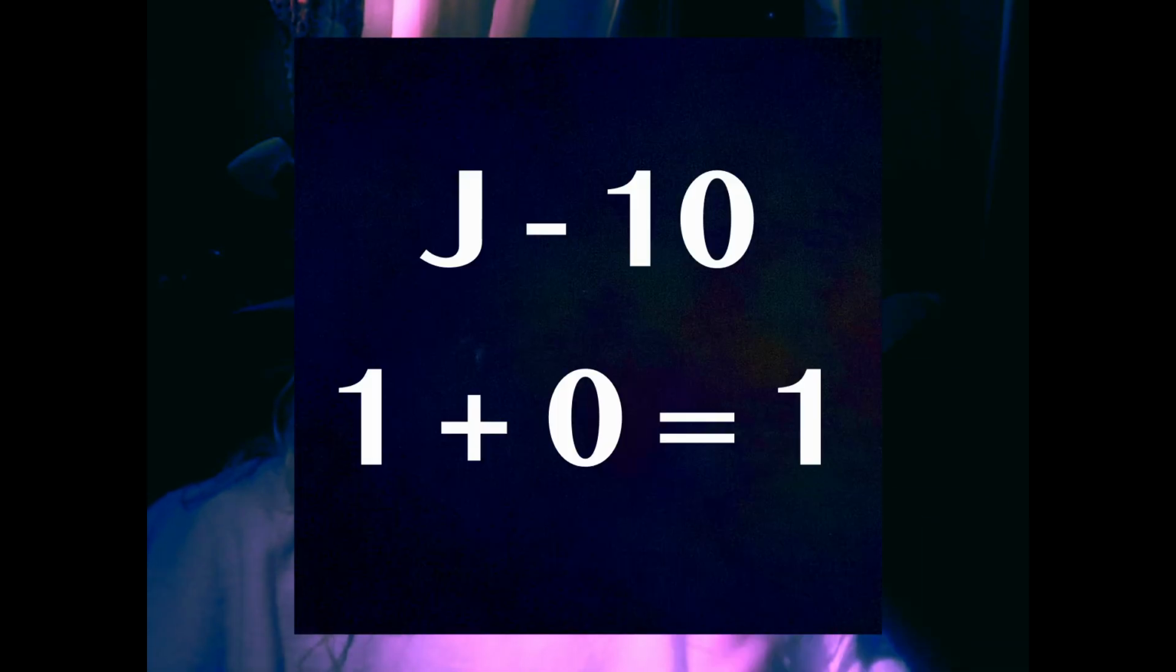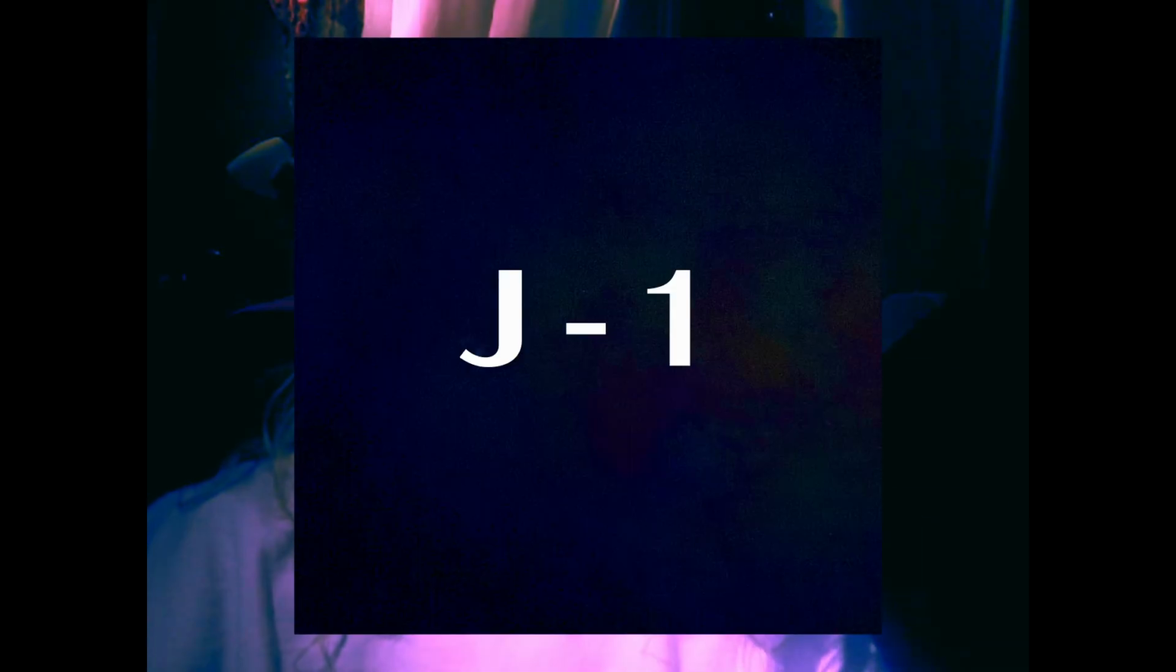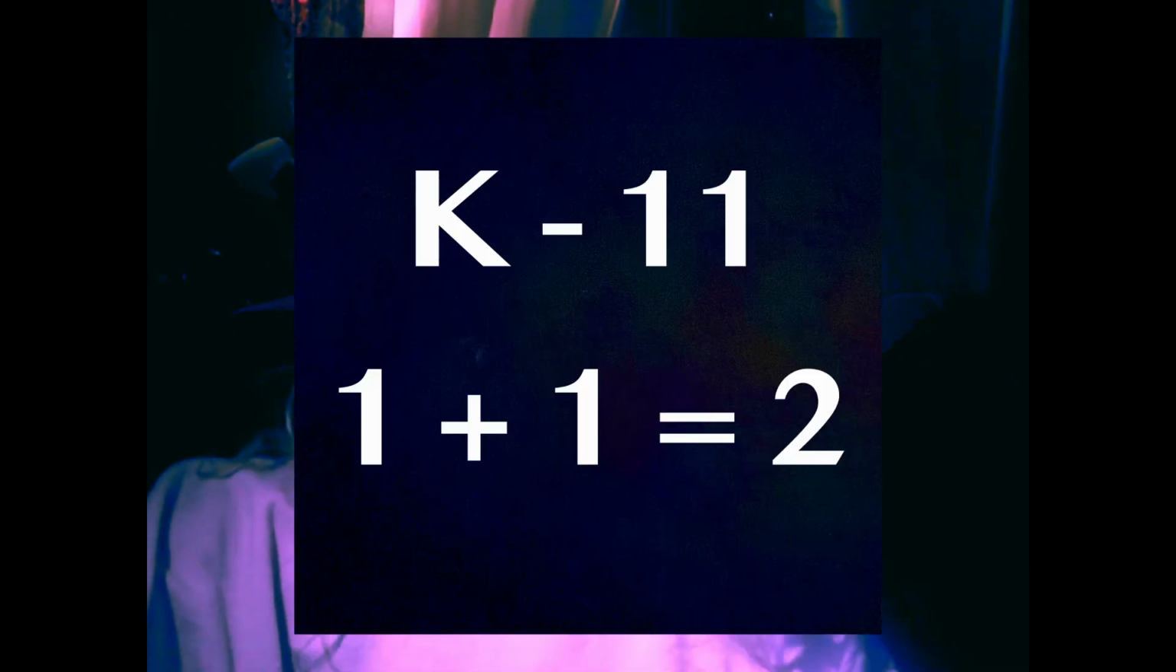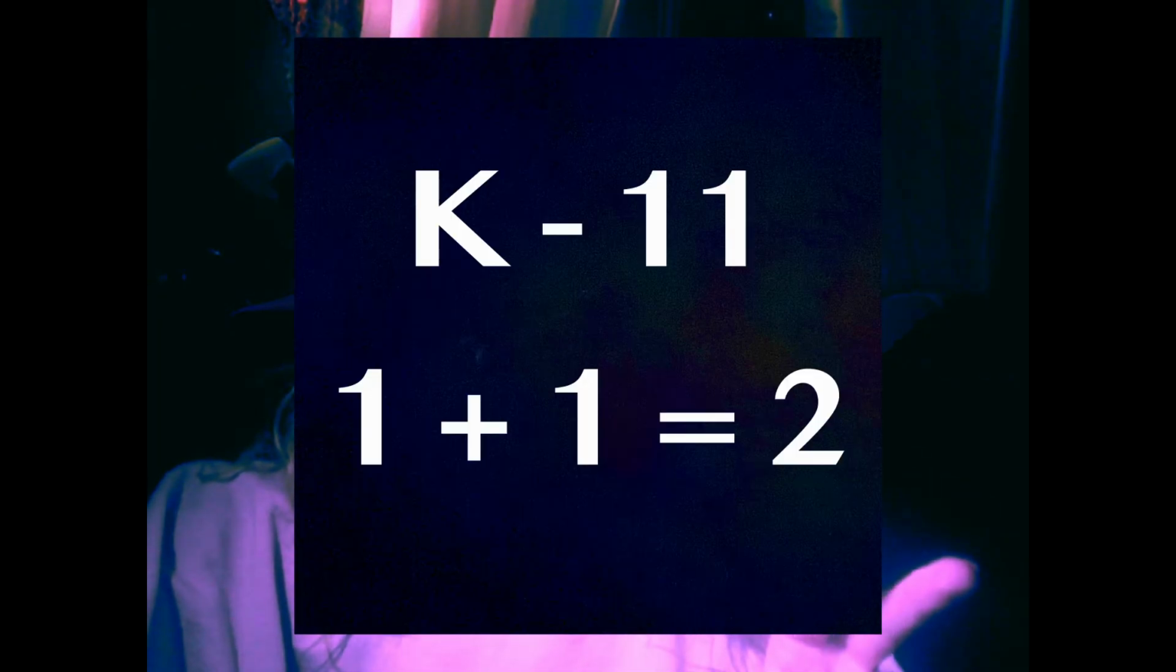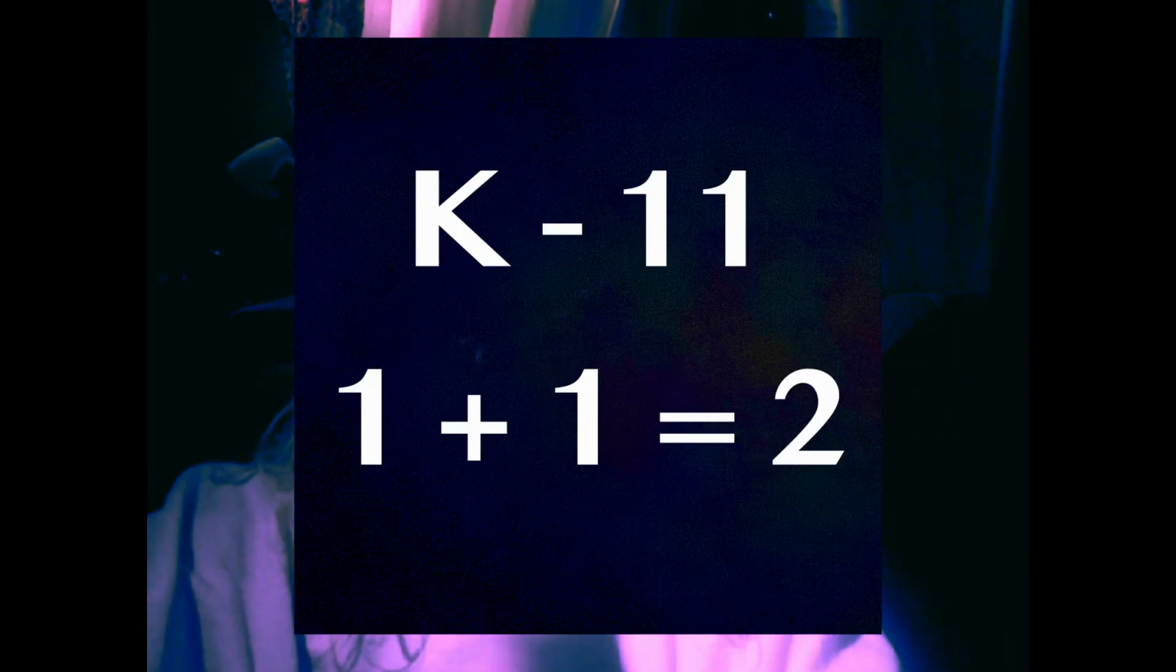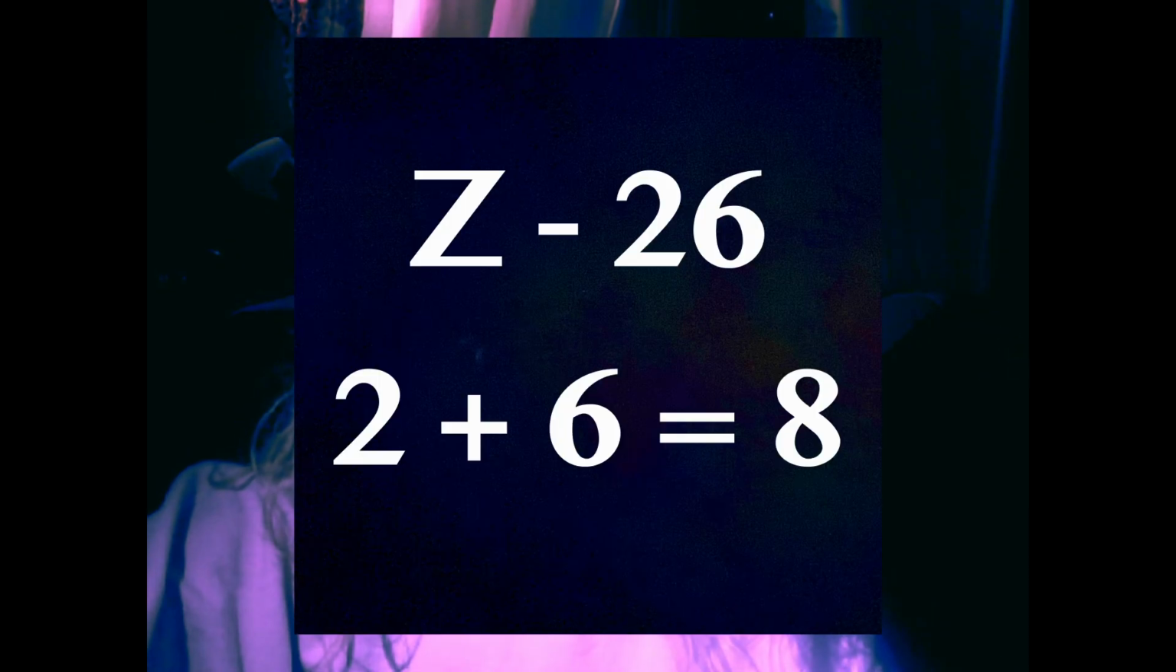J is number 10 of the alphabet. We want to condense this value down to a digital root, its most condensed value, which would be 1 plus 0 equals 1. So J would be 1. And then K, 11, you would add up both values within 11, 1 plus 1 equals 2. Eventually Z is 26, you would add up those values, 2 plus 6 equals 8.